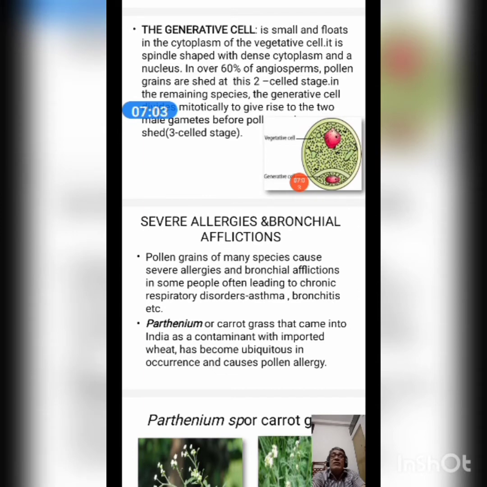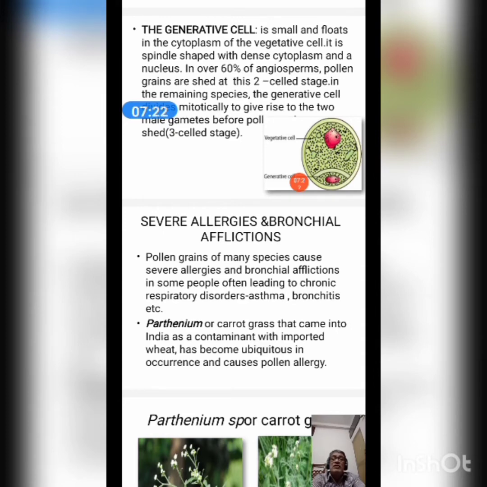Pollen grains of many species cause severe allergy and bronchial afflictions in some people, often leading to chronic respiratory disorders, that is asthma, bronchitis, etc.